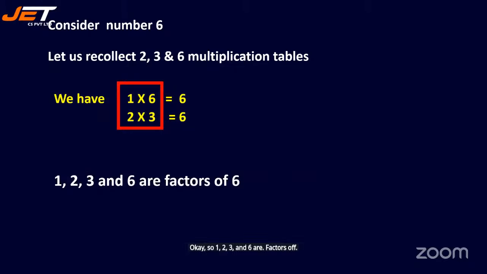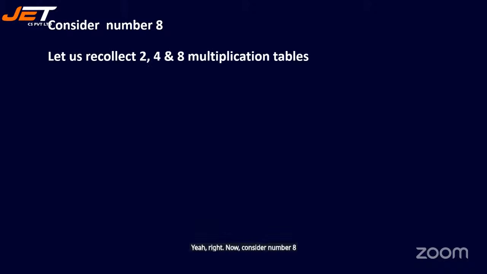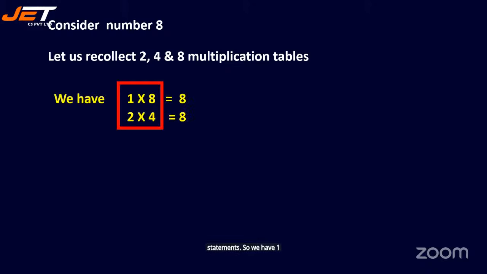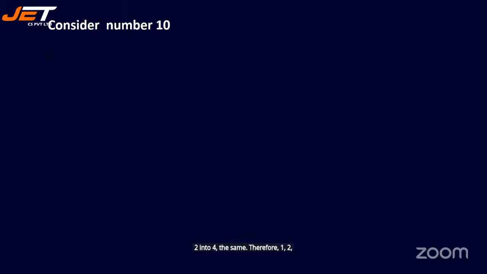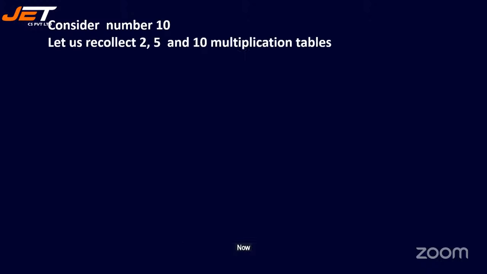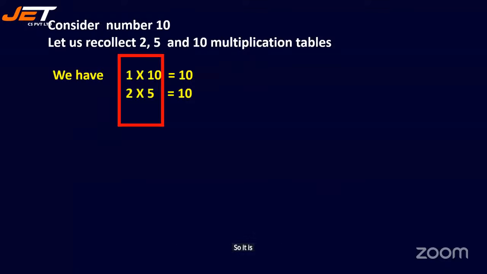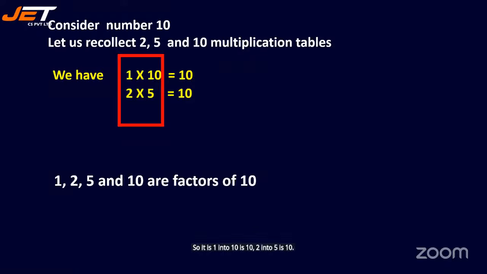Okay, right. Now consider number 8. Now let us recollect 2, 4, and 8 multiplication tables. So we have 1 into 8 is 8, 2 into 4 is 8. Therefore, 1, 2, 4, and 8 are factors of 8. Now consider the number 10. Let us recollect 2, 5, and 10 multiplication tables. So it is 1 into 10 is 10, 2 into 5 is 10. So 1, 2, 5, and 10 are factors of 10.